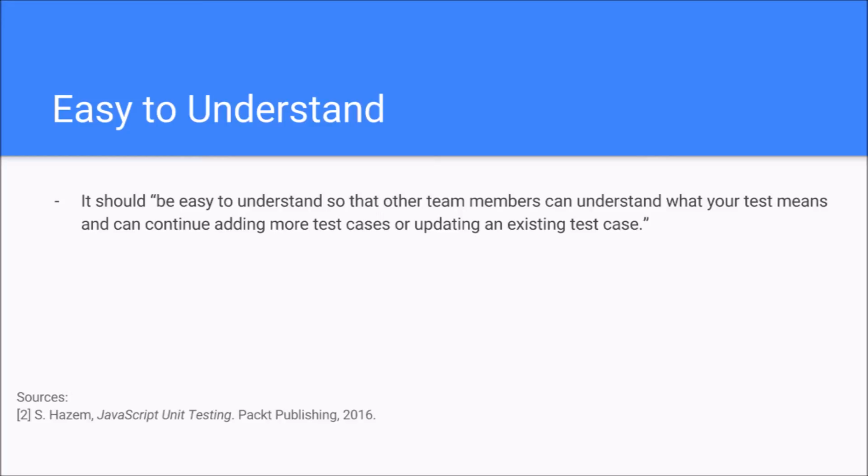Okay, the next one is easy to understand. Simply, it should be easy to understand so that other team members can understand what your test means and can continue adding more test cases or updating an existing test case. So pretty much, is your test simple enough that someone can look at it and know exactly what's going on in sequence? Or is the test trying to perform complex operations in between testing each function? It shouldn't be doing these complex operations. That's what it's testing, is the other functions doing these operations.